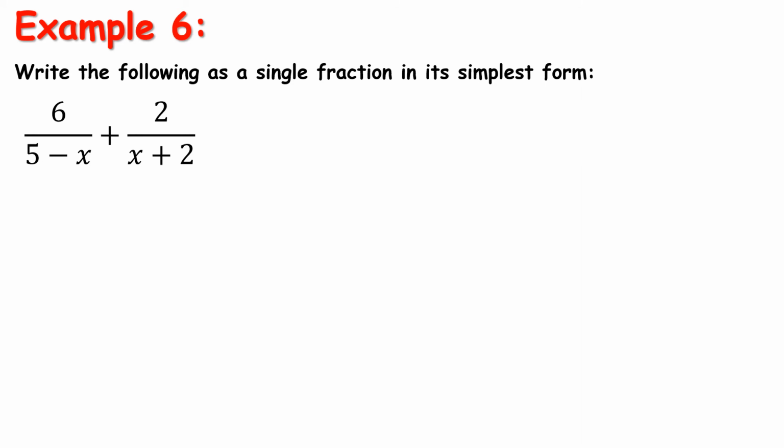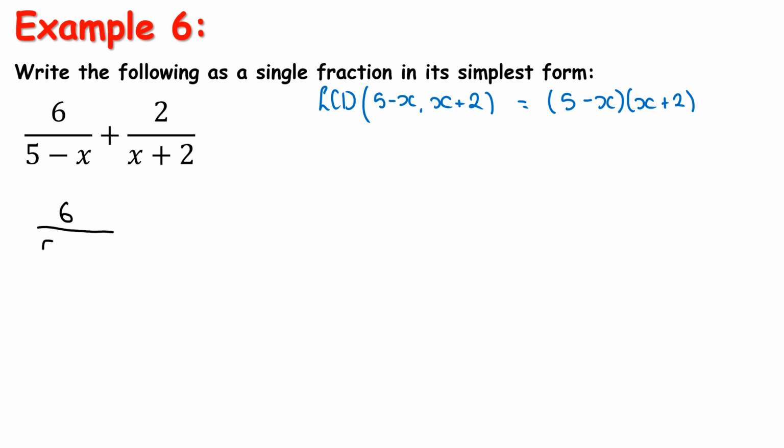We're going to first find the lowest common denominator of 5 minus x and x plus 2. And that's simply going to be the two denominators multiplied together. And we're not even going to multiply it out because it's going to make it a lot easier if we don't. So taking a look, I'm going to rewrite our sum with a bit of space. So 5 minus x, and then I'm going to give some space, plus 2 over x plus 2.